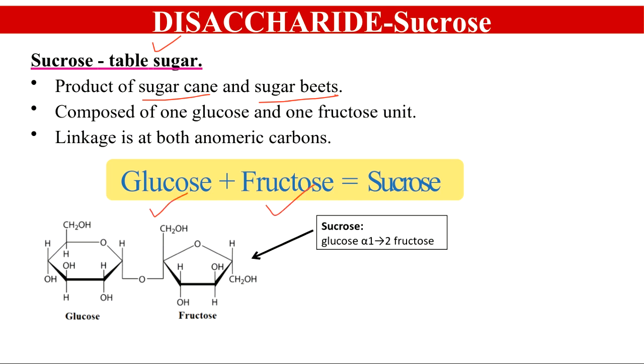And the linkage that is present between them is the alpha 1,2 glycosidic linkage, which means that carbon number 1 of the glucose is getting bonded to the carbon number 2 of the fructose. Okay. So in sucrose, we learned that sucrose is a disaccharide and it is obtained from sugarcane, and it is composed of glucose and fructose, in which the glucose and fructose are bonded with each other by alpha 1,2 glycosidic linkage. Okay, so this was about disaccharides.